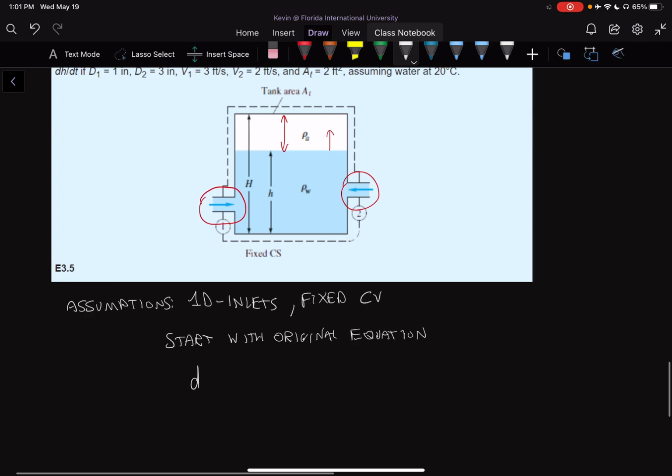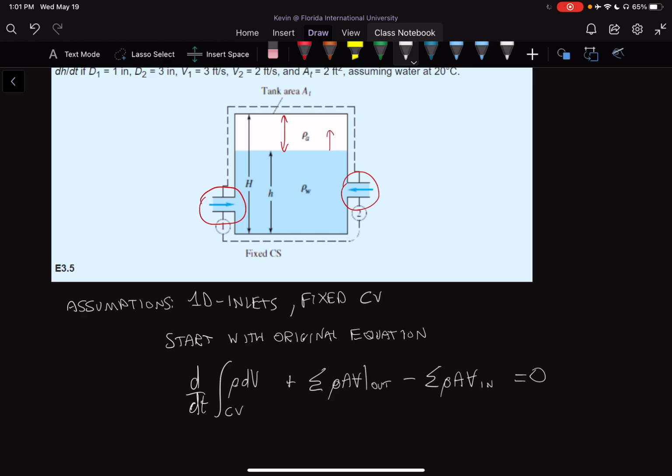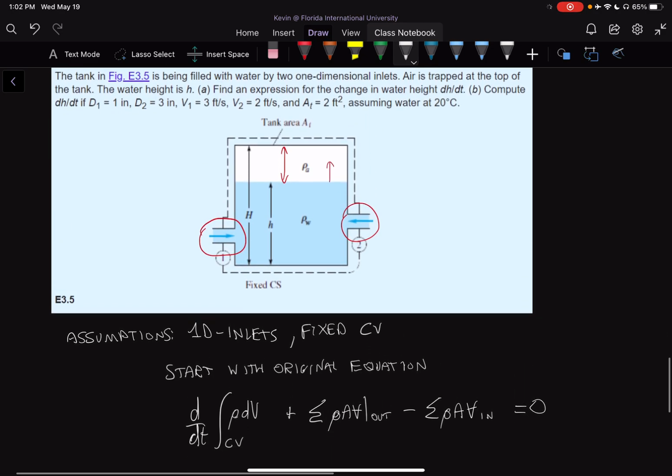The original equation said that d dt of the integral of control volume rho dV plus the sum of rho AV out minus the sum of rho AV in. And we know that this is equal to 0 because dm dt of the system does not change. Okay, so the first thing we can say is that the flow out is equal to 0.